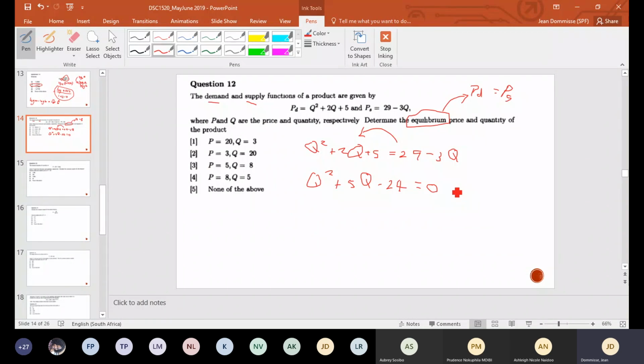Okay, so then basically what are they asking us? They are asking us to determine the equilibrium price. So what would you guys have done at this stage? Okay, so I would work out the roots. That is what I would have done.